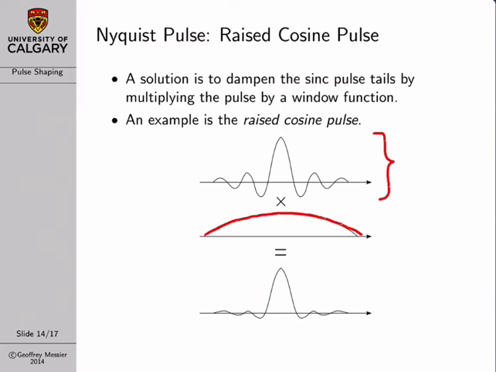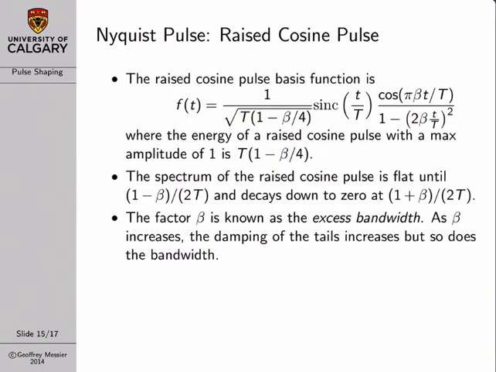And when you multiply by this damping window, what happens is it attenuates the tails of the sinc function, and you get tails that look like this. So even if there is timing error now, the intersymbol interference is going to be reduced. So here we have the equation for the raised cosine basis function, or the basis function that you use when you're using a raised cosine pulse.